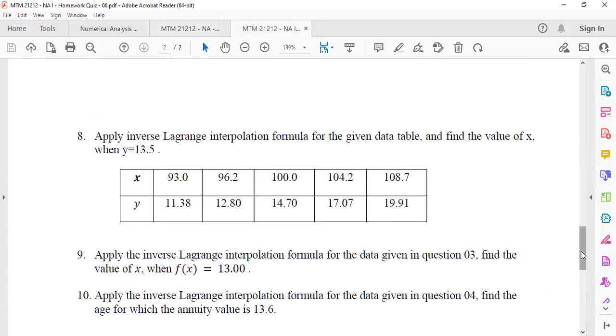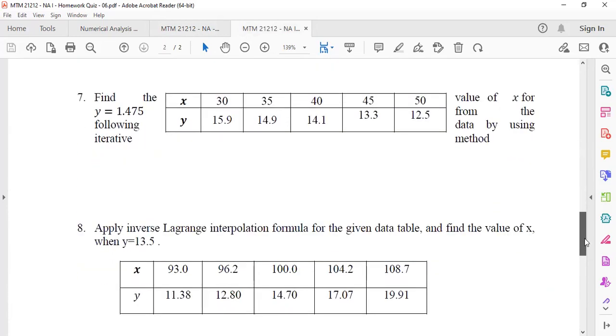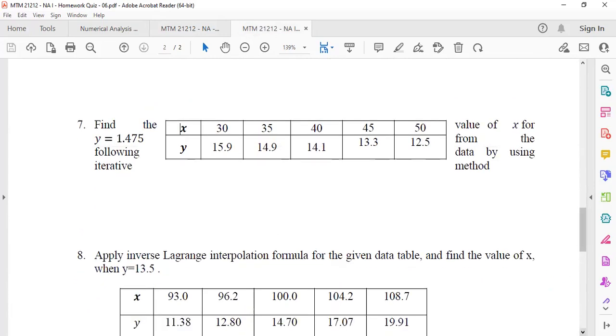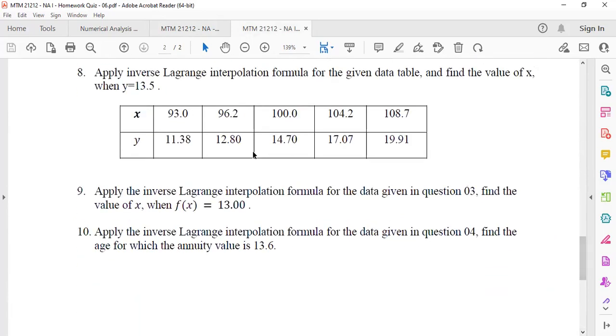Sorry, I think something is wrong here. Maybe there is a typo error in this table. Okay, question number 6. The same question I also put for the Lagrange method, so you can do that again for the inverse.